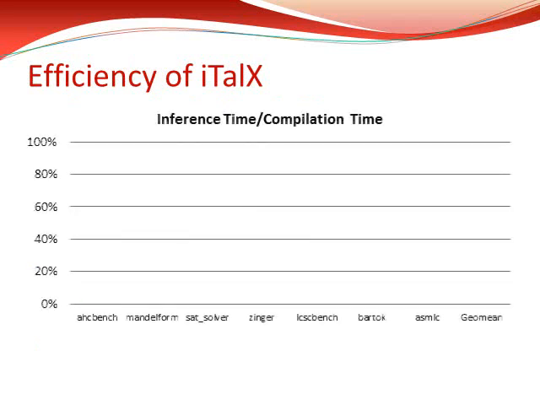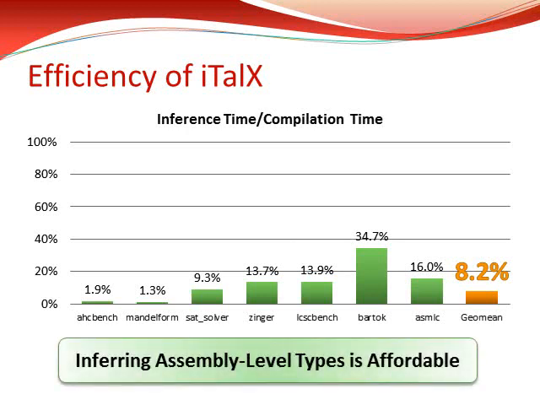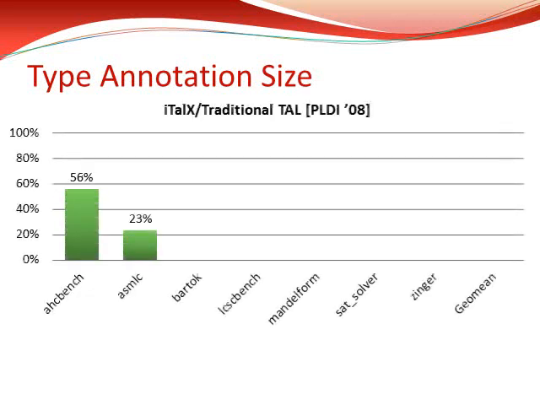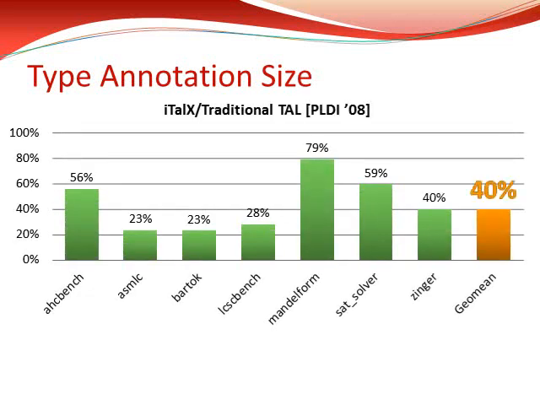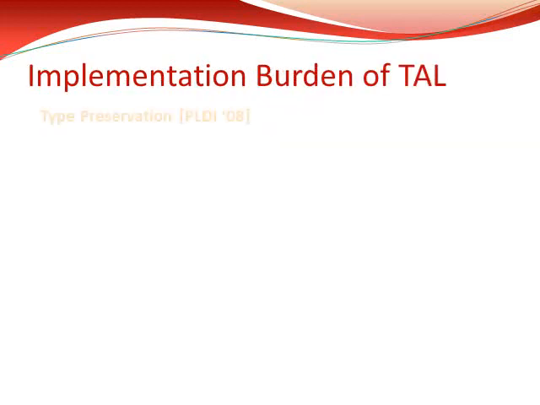So for iTalX efficiency, we compared its inference time with the compilation time of the program as a whole, and we found that on average, inference time only adds 8% to the overall compilation. And so inferring assembly level types is an affordable process that could be incorporated into the compilation pipeline. As for type annotation size, we compared iTalX with our traditional type assembly language that was developed before, and we found that on average, our assembly size is only 2/5 of what it was before. And so we significantly reduced type annotation size by making our assembly language inferable.